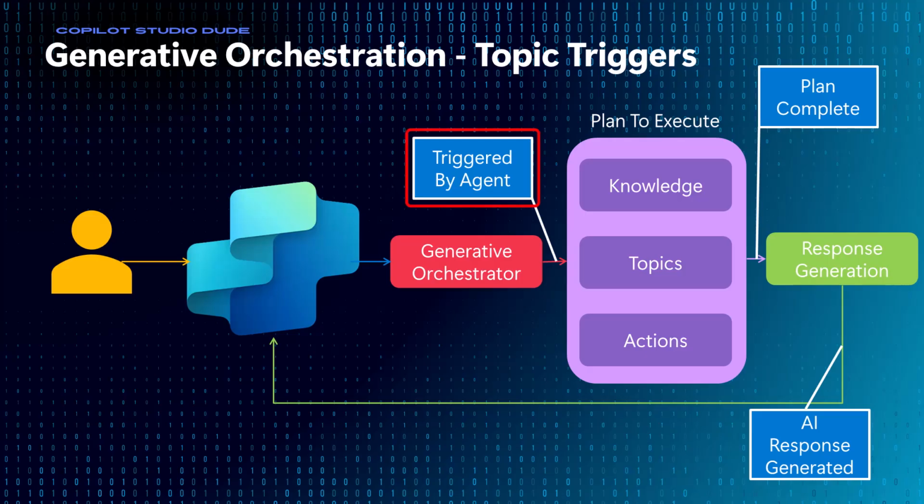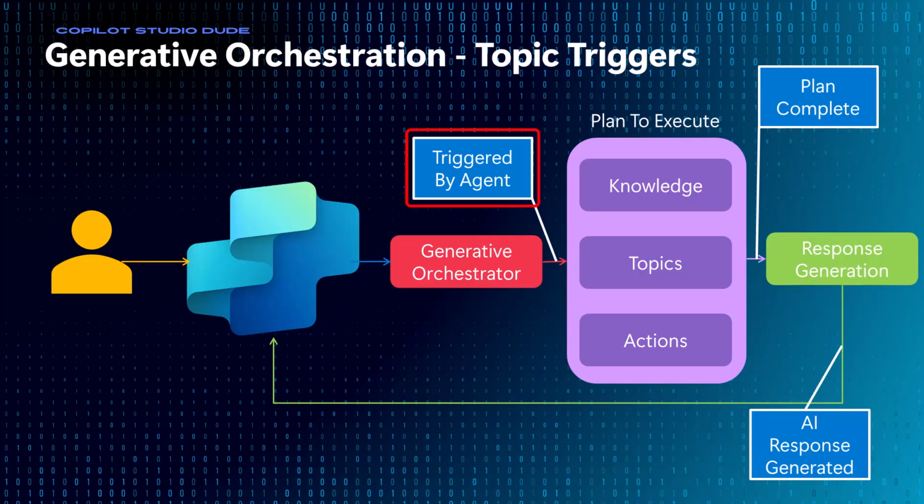Where does triggered by agent actually fire? It fires right after the generative orchestrator receives the information from the user who's come in and said, I would like to get the answer to this type of question, or this is what I'm asking you for. Well, this is why you're going to see triggered by agent existing, because it's going to give the information about when each of these different things need to be executed in order to build the plan.